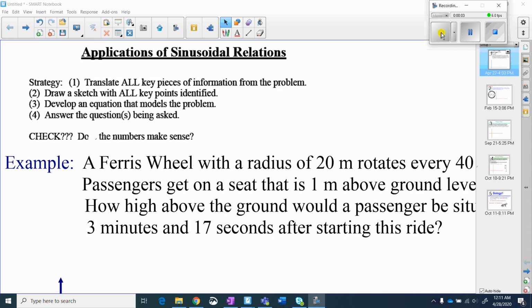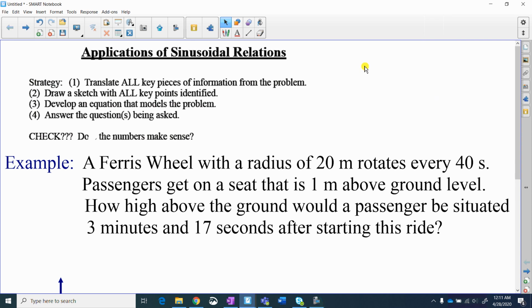In this video, we are going to go through how to take the information we've learned in regards to sketching sinusoidal relations, as well as developing the equation for sinusoidal relations, and put that all together into application problems, where we'll put everything together in one type of question.